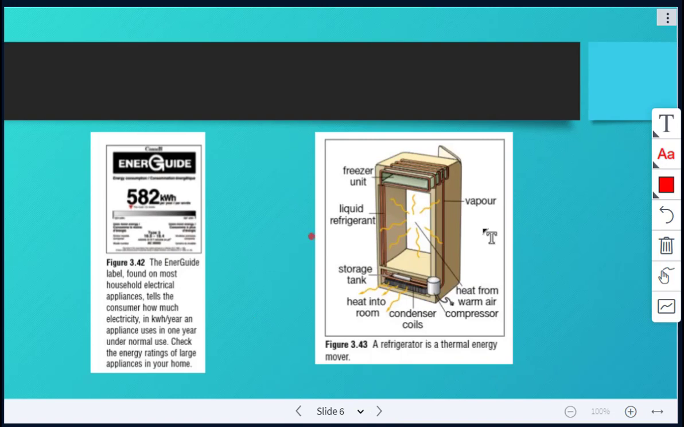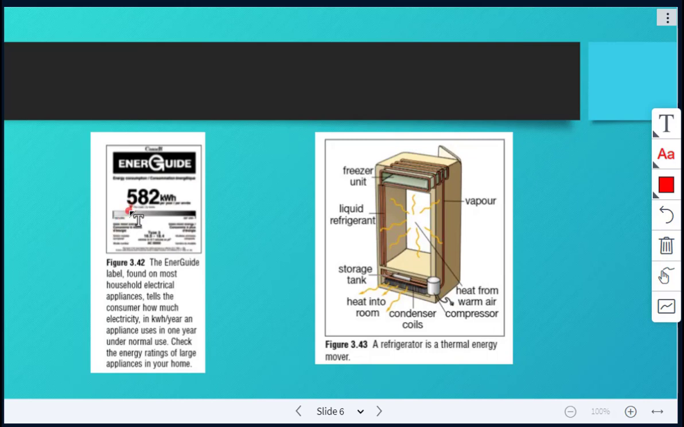So here's a diagram showing how a refrigerator is a thermal energy mover using that liquid refrigerant and the processes of evaporation and condensation. And on this side here, this is an EnerGuide label. You will find these on most household electrical appliances, like dishwashers and washer dryers and so on. This tells how much electricity in kilowatt hours an appliance uses in 1 year under normal use. Here it's showing 582 kilowatt hours.